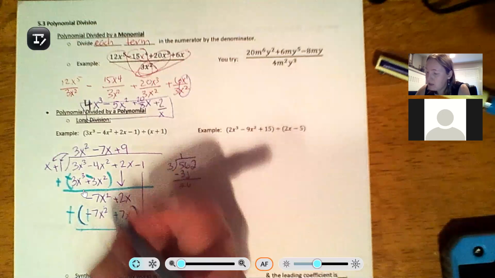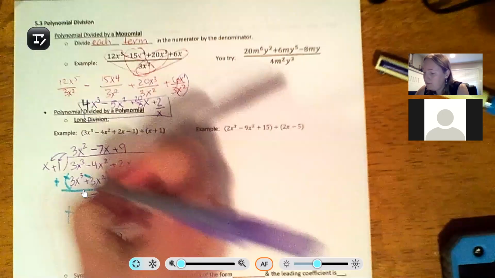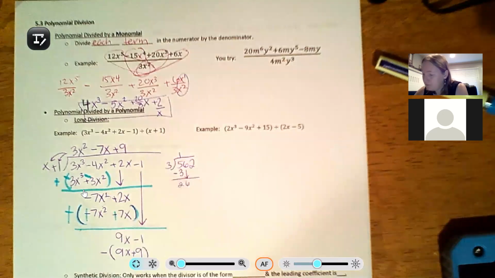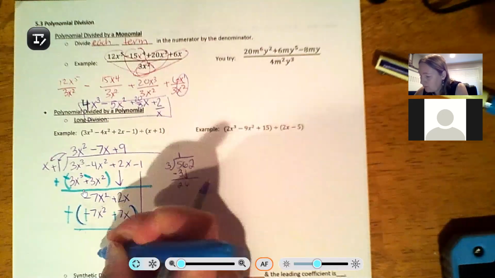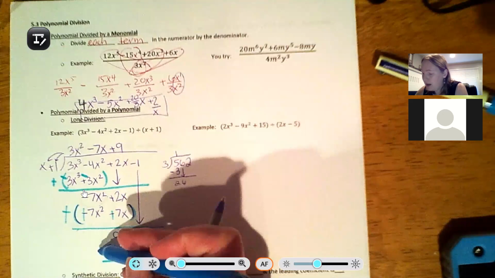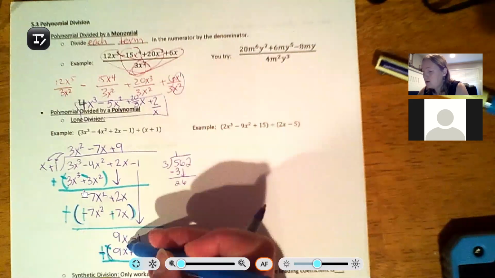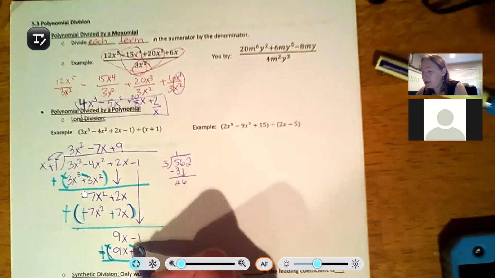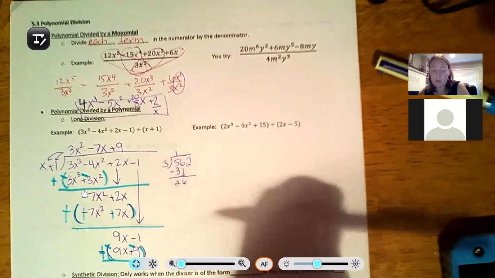All right, so now I want to get rid of 9x. So x times 9 will get me 9x. So 9 times x is 9x. 9 times 1 is 9. Positive 9. We're going to subtract that. And again, you can change it to adding the opposite. So the 9x minus 9x, that's gone. -1 minus 9 is -10. So that would be your remainder.